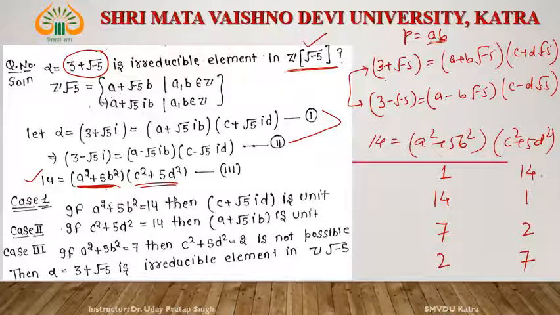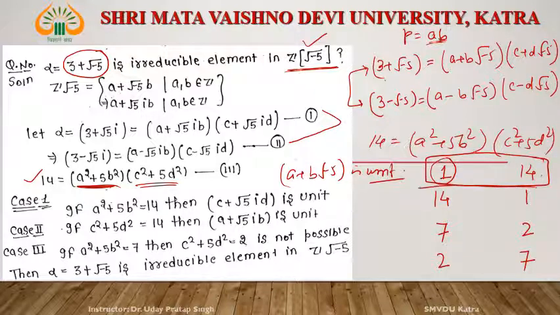Then take the cases one by one. First case: if a squared plus 5b squared equals 1, then a plus b square root of -5 is a unit. So this possibility is okay. And if c squared plus 5d squared equals 1, then c plus d square root of -5 is a unit.